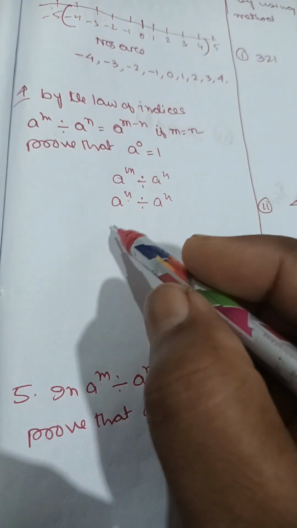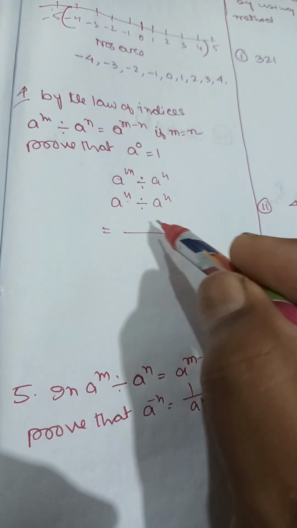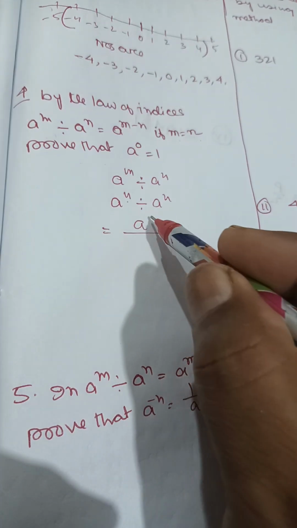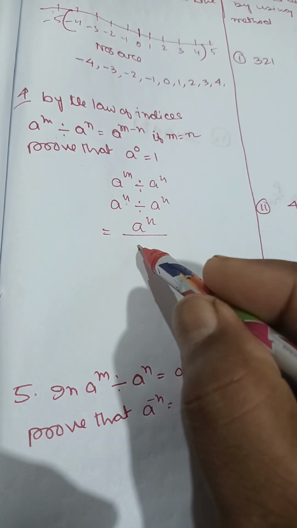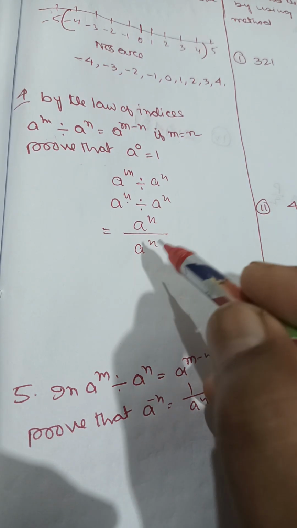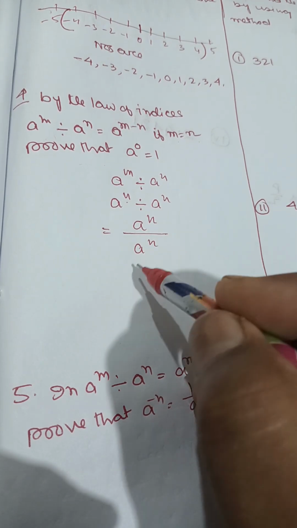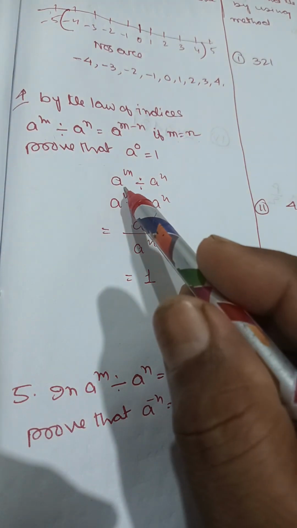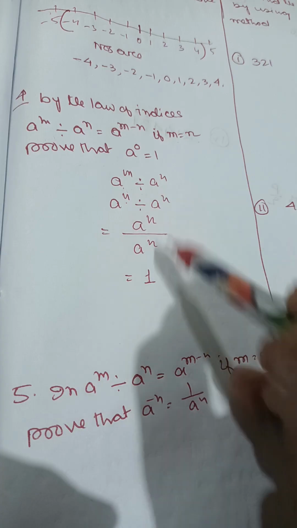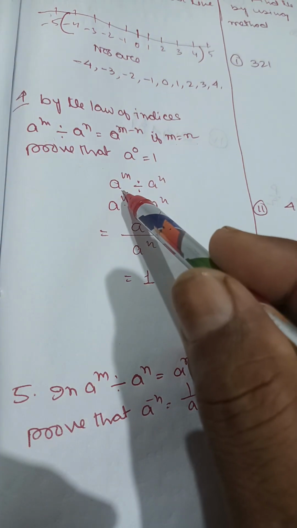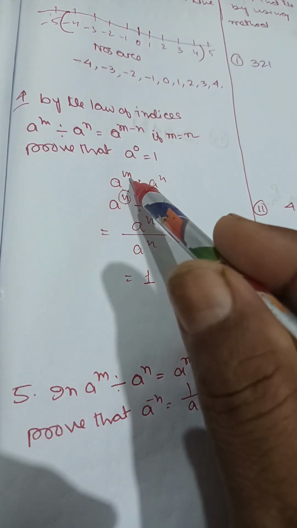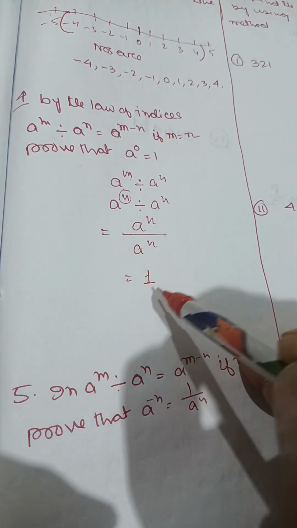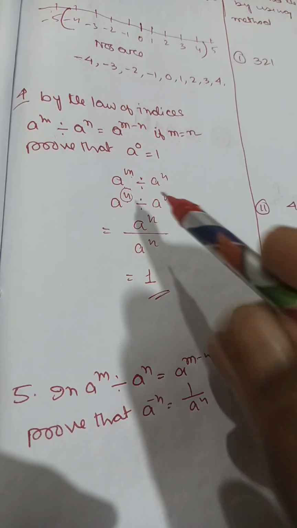Okay, now you see in case of division, the first number will go in the above and the second number will come into the denominator. Okay, now you see a and n cancel, so it will be 1. So you see a to the power m divided by a to the power n becomes 1 if m is equal to n. Okay, so we have completed this one also. That is, we have proved.